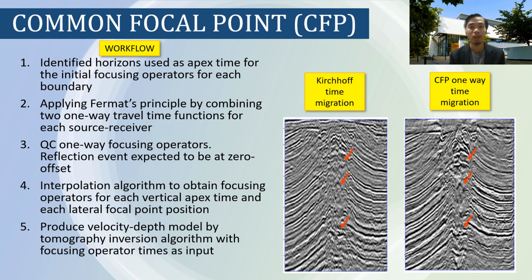The common focal point method starts by identifying the horizon, which is then used as the apex time for the initial focusing operators for each boundary. Then, by applying Fermat's principle, it combines two one-way travel time functions for each visible source. The one-way focusing operators are QC'd, and the reflection events are expected to be at zero offset. Next, an interpolation algorithm obtains the focusing operators for each vertical apex time and each lateral focal point position. Lastly, a velocity depth model is produced by a tomographic inversion algorithm with the focusing operator times as input.